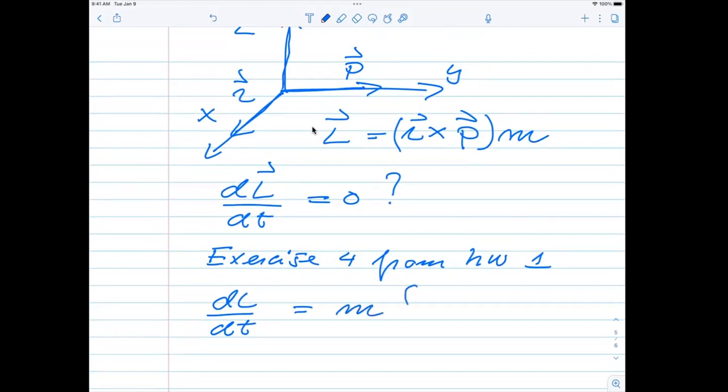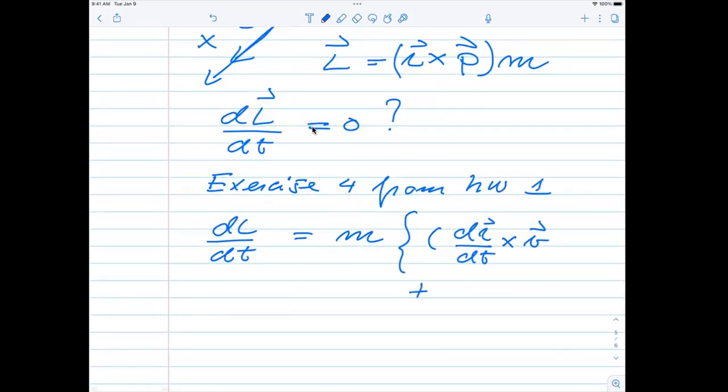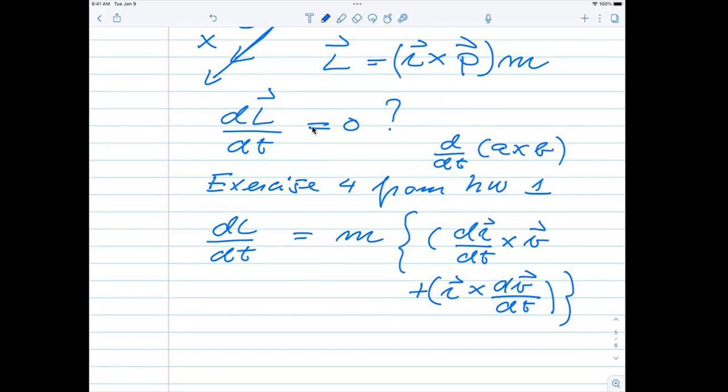So we have m, and then we have to take the derivative of r with respect to t, cross v, and then we have the next quantity. We need to take r cross dv/dt. And you remember in exercise 4 in homework number 1, we actually looked at d/dt of a cross b. This is what I'm doing now, except that now a is replaced by the position and b is replaced by the linear momentum.